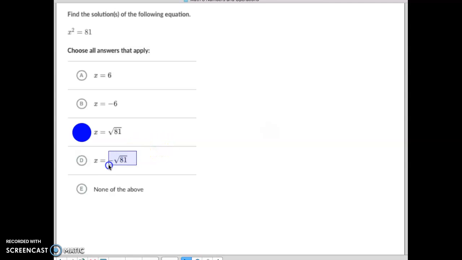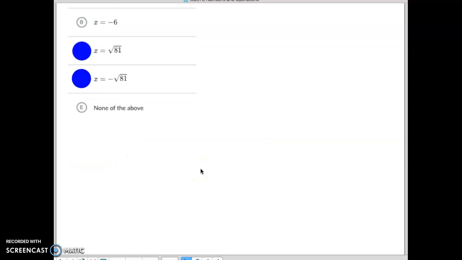Okay, down here looks more confusing because it's got that negative, but start with that square root. What's the square root of 81? 9. Multiply it by the negative, it's -9. -9 times -9 equals a positive 81. So this one turns out to be both of those.